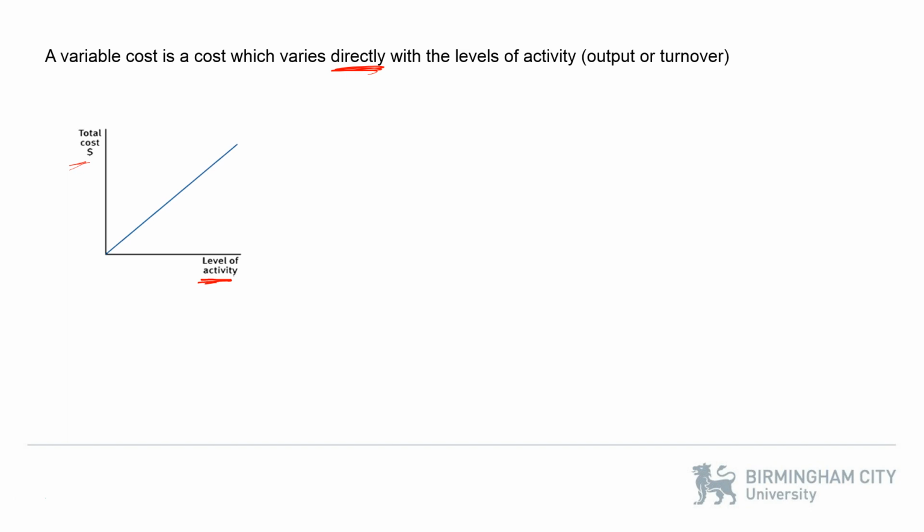Examples of this could be things like your direct material or your direct labour. A variable cost is fairly easy to recognise in that when it is quoted, it will often be quoted as a cost per unit, or a cost per kilo, or a cost per hour. So the more units that are produced, so the cost increases.